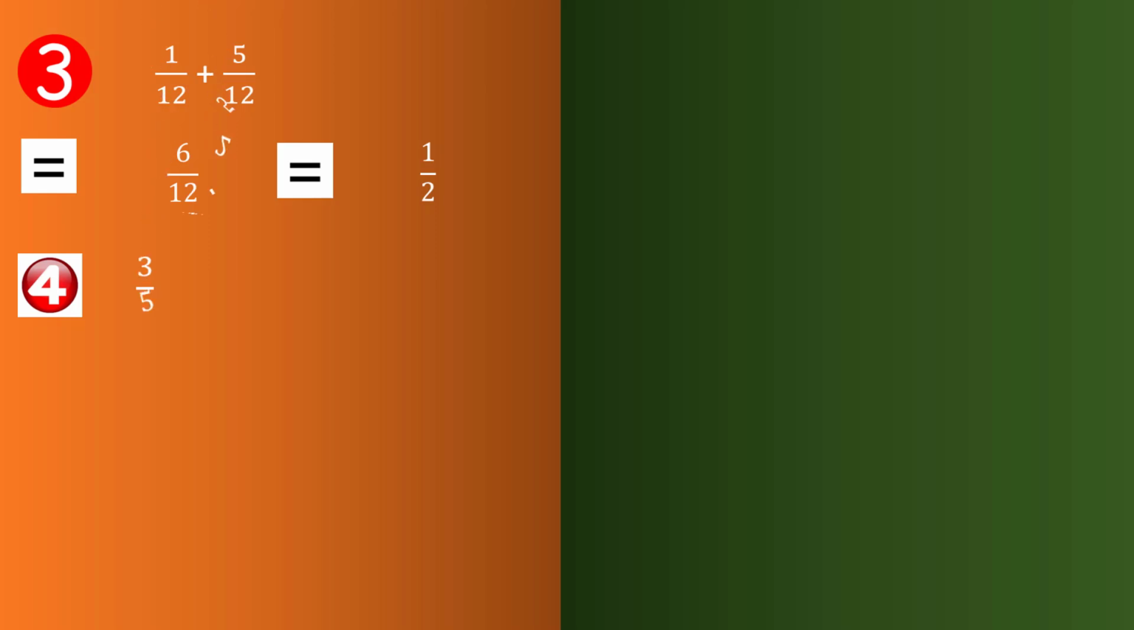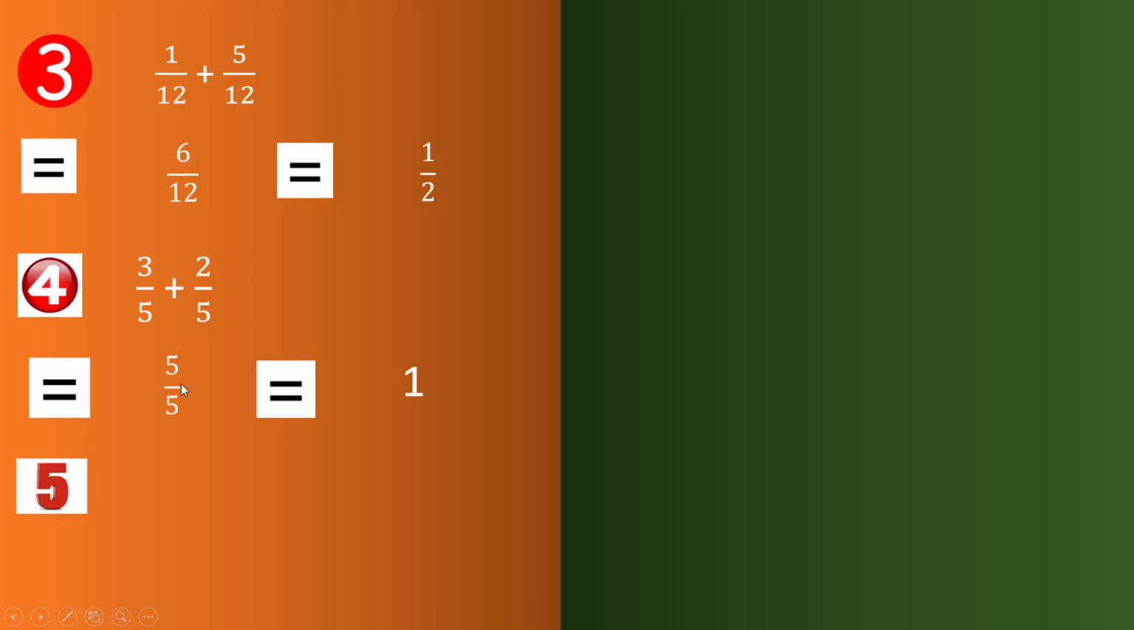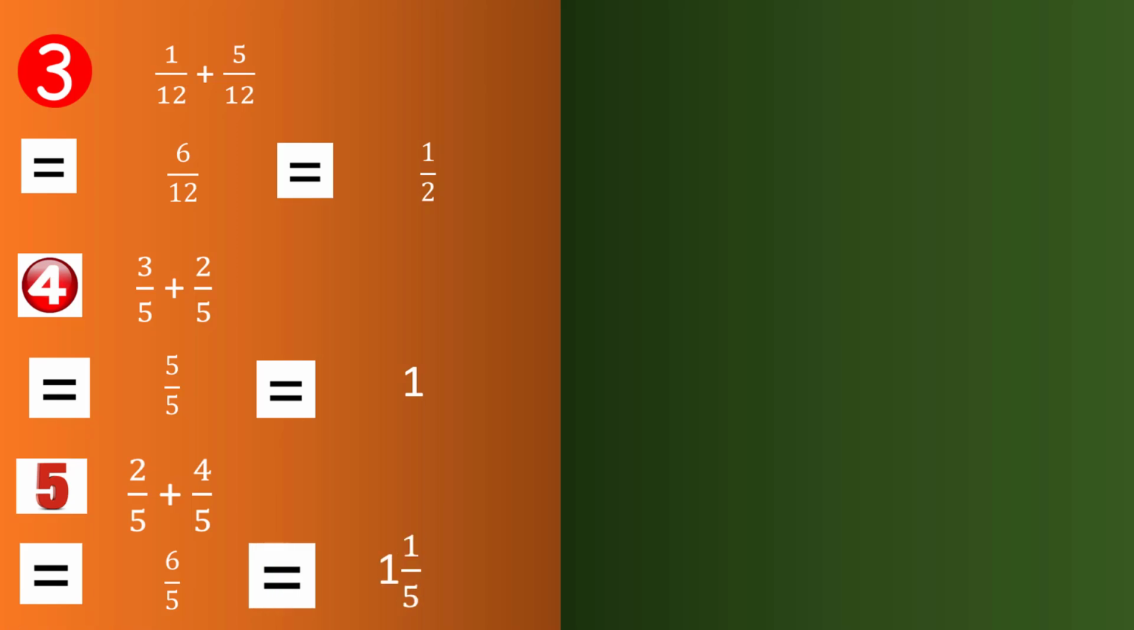Number 4, 3 over 5 plus 2 over 5. Keep the same denominator, which is 5, and 3 plus 2 equals 5. So 5 over 5 equals what? Equals 1. Number 5, 2 over 5 plus 4 over 5, it will be 6 over 5. Look here, 6 is greater than 5, so it's an improper fraction. We can write it as a mixed number, so it will be 1 and 1 over 5.